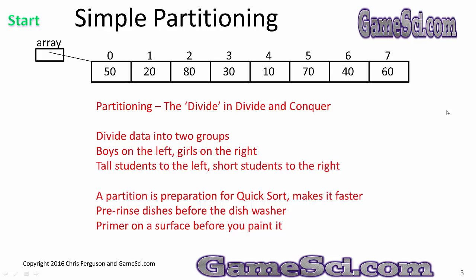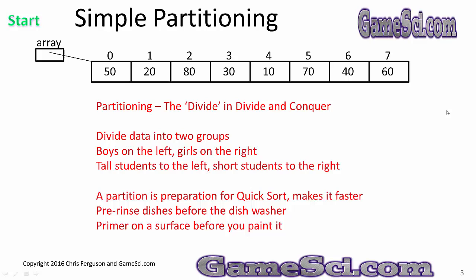A partition is preparation for quicksort. It makes the quicksort faster. Just like you pre-rinse the dishes before you put them in the dishwasher so the dishwasher can wash them better, or you prime a surface before you paint it so the paint sticks better. Partitioning is the preparation phase for doing a quicksort, and I want to stress partitioning is critical to quicksort. It's basically 90% of the algorithm.